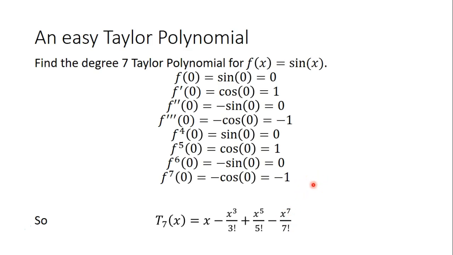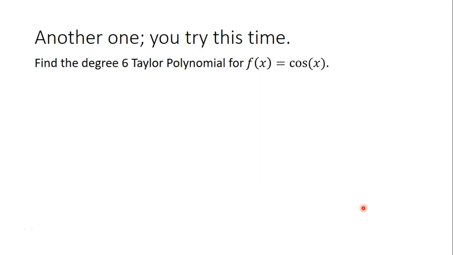And you can kind of see the pattern, right? What would the next term be? It would be plus x to the 9th over 9 factorial, and then minus x to the 11th over 11 factorial. This pattern is going to continue, and if you wanted a Taylor series, you could do that off to infinity. So let's have you guys try one. Let's have you guys try cosine x. So try to find the degree 6 Taylor polynomial for f of x equals cosine x.